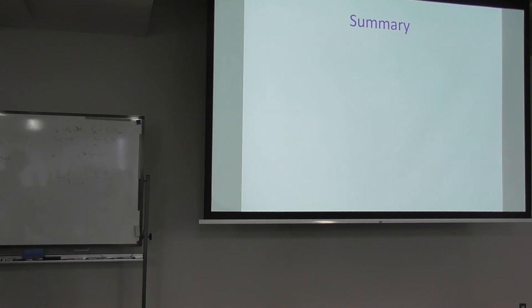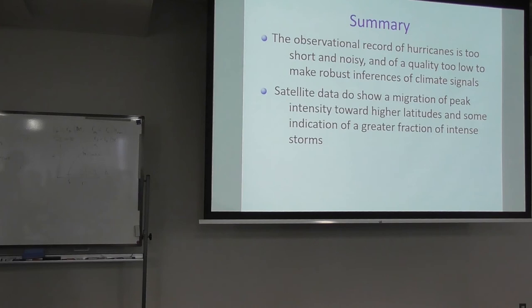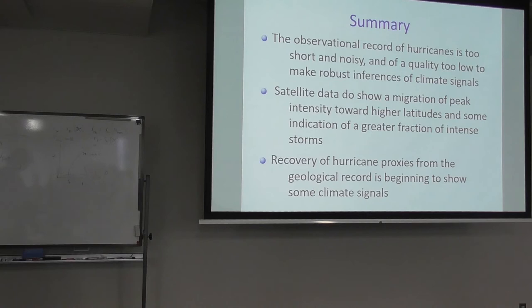I think I almost made it on time. What I've been trying to say is the record of hurricanes, tropical cyclones, is too short and too low quality to make robust inferences of climate signals in many cases. There is some indication from satellite data of a migration of peak intensity toward higher latitudes and maybe a greater fraction of intense storms. It's pretty dicey though.